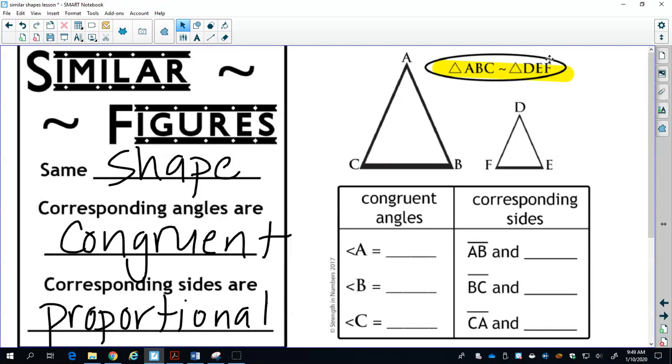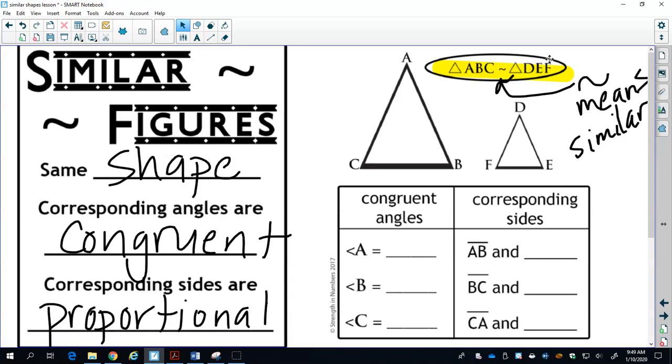So on your paper somewhere, I want you to write this symbol means similar. So if you see that symbol in between two shapes, it means that the shapes are similar. So that's that symbol right there. So it's telling us, we know they're similar. We don't have to check to see if they're similar. It's telling us triangle ABC is similar to triangle DEF.